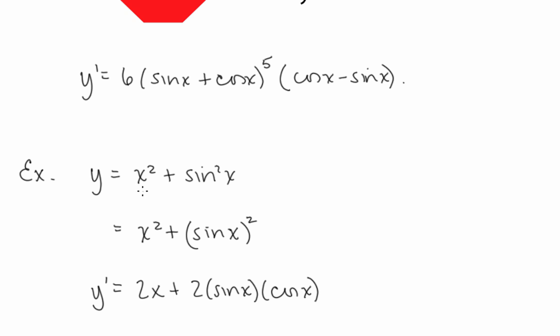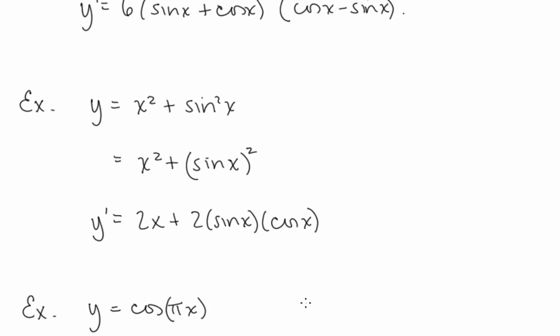So here I'm rewriting my function as x squared plus sine x quantity squared. Now I'm ready to take the derivative. Y prime is going to be 2x, and on this term I need to use the chain rule. So I have plus, the 2 comes down in front, I have 2 sine x to the 1st power, multiplied by the derivative of sine x, and that's cosine x. So I have 2x plus 2 sine x cosine x. And that is our y prime.